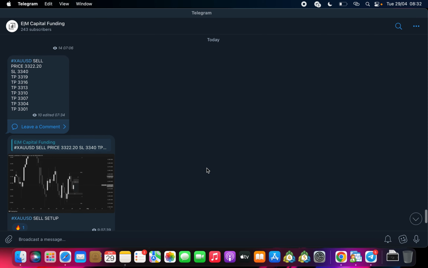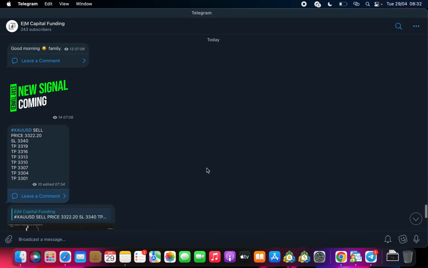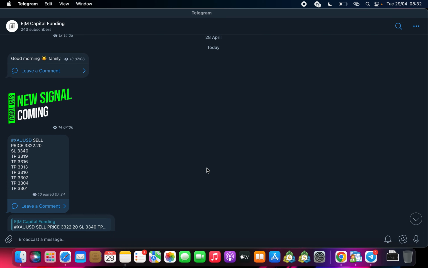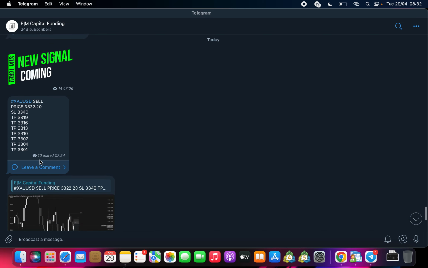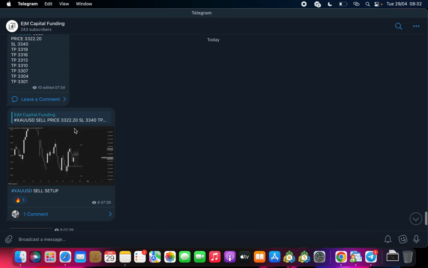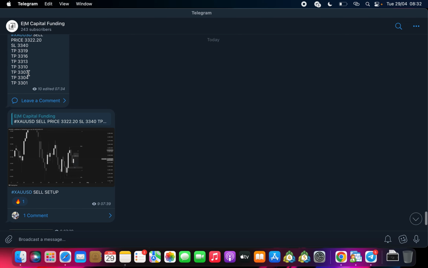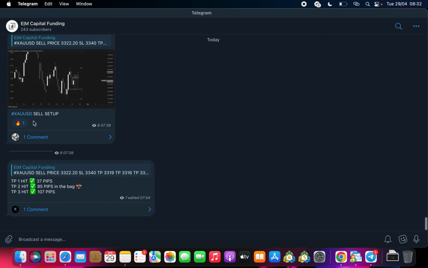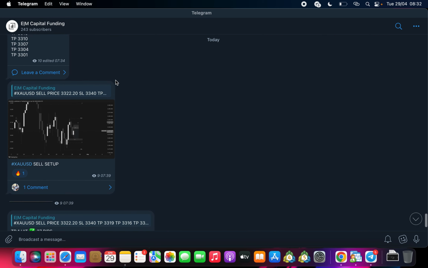As you can see, today's trades are mainly focused on a sell opportunity that we gave earlier in the morning at 7:06. The sell price was at 3,322, and the take profit targets are as follows. Right now we hit at least take profit 3, and we are going all the way to take profit number 6 at least.